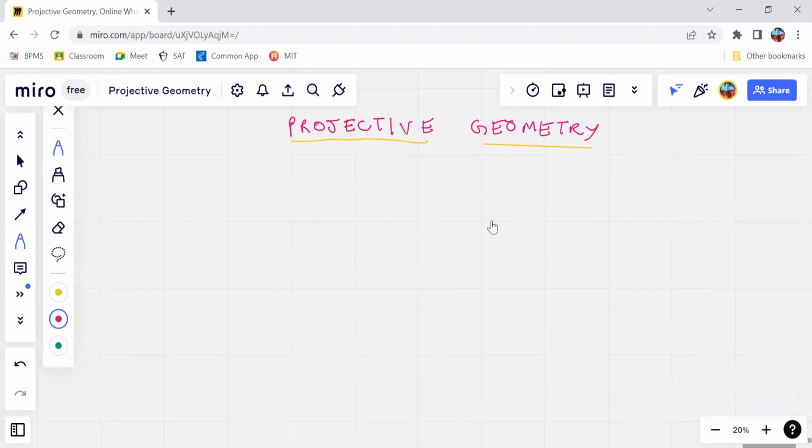Okay, so let's just begin with the basic definition. So first, what is a cross ratio? And it has fancy notation. It's written like this.